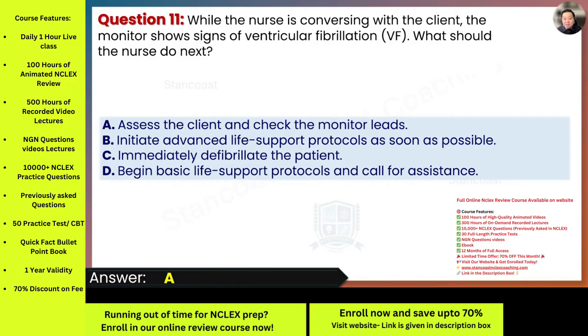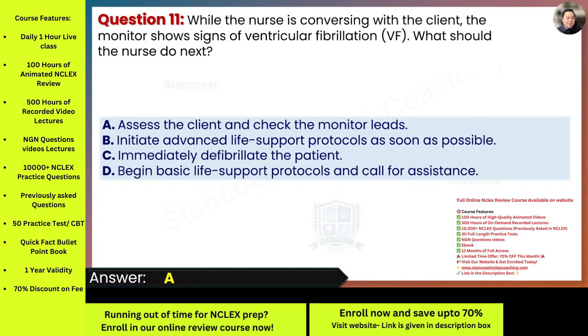We know that VFib is a life-threatening arrhythmia that leads to no pulse and no cardiac output, which would make the patient unresponsive and without a pulse. But since this patient is speaking, the nurse needs to assess first whether the leads are properly connected to the client or if there is some electrical interference that's causing a false alarm. Sometimes loose leads or external interference can create a rhythm on the monitor that looks like VFib, but it's not a true emergency. So your first step here is to check the leads and to confirm the patient's condition, which is the most appropriate initial step. Now, what about letter B?